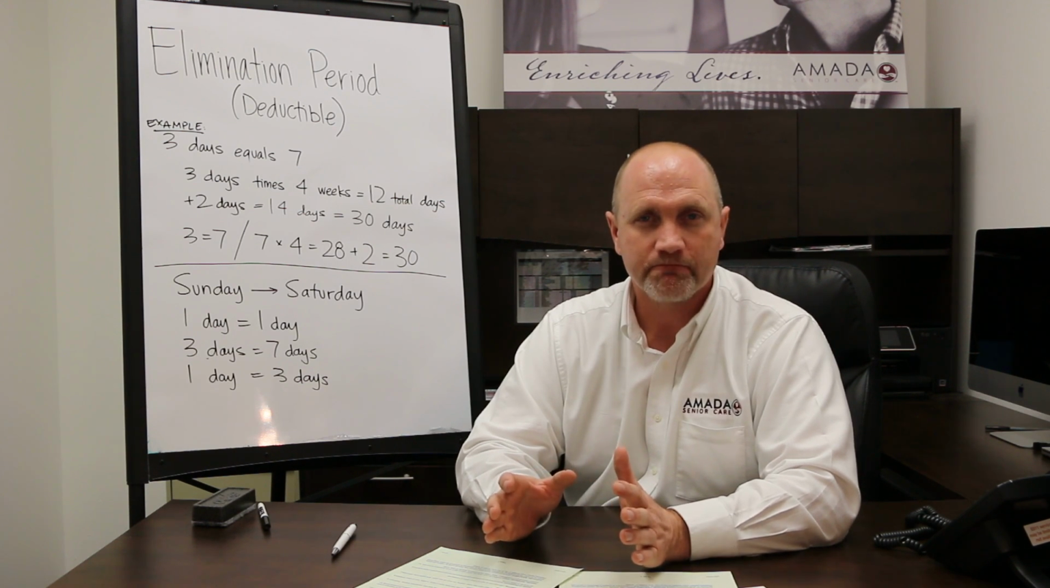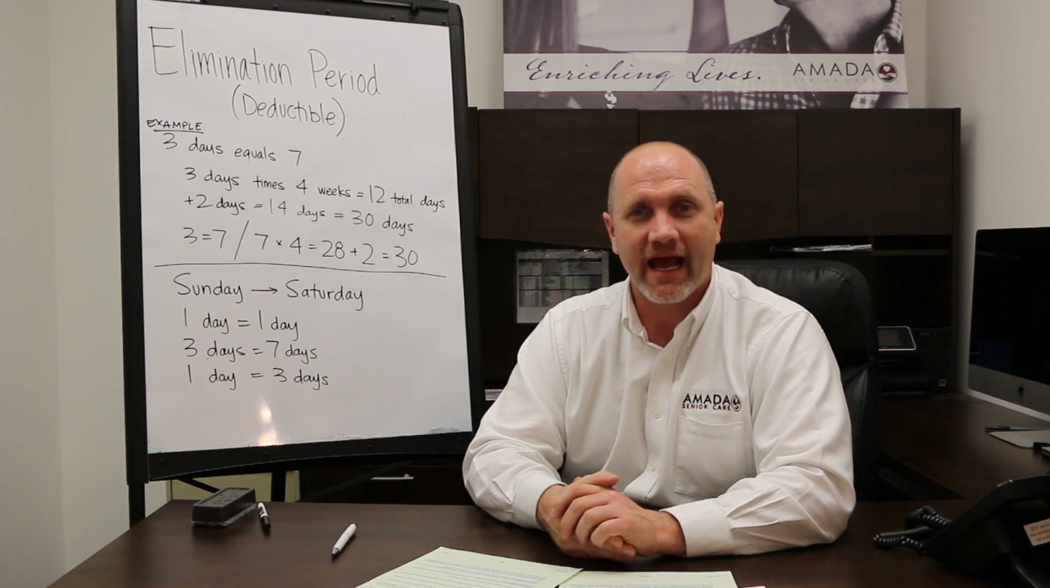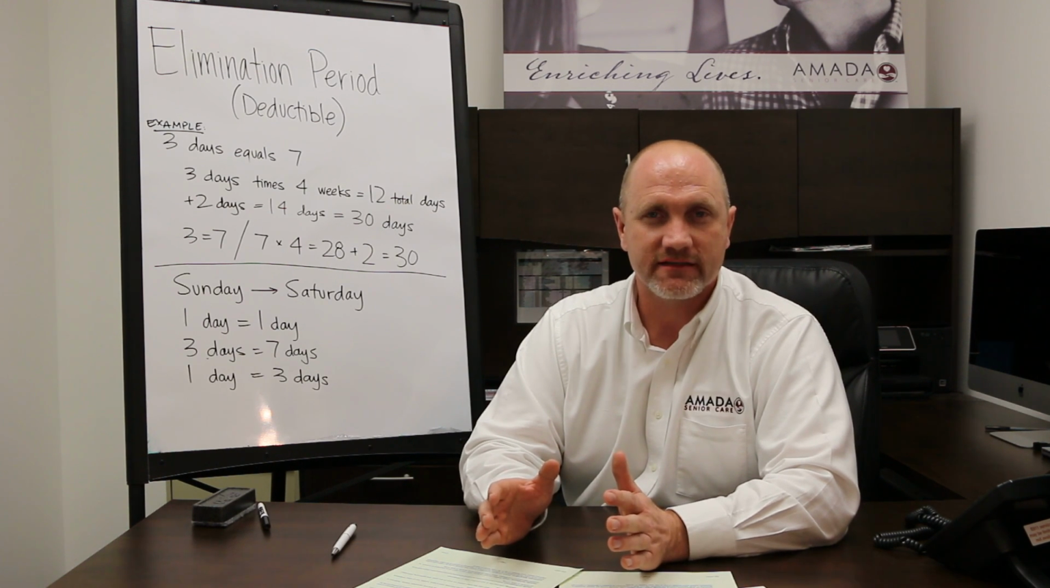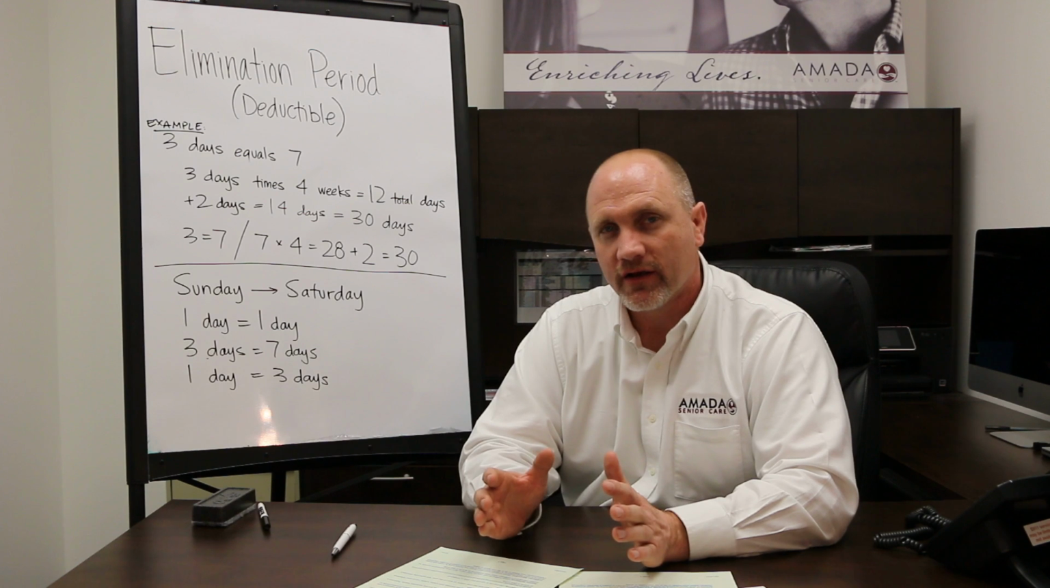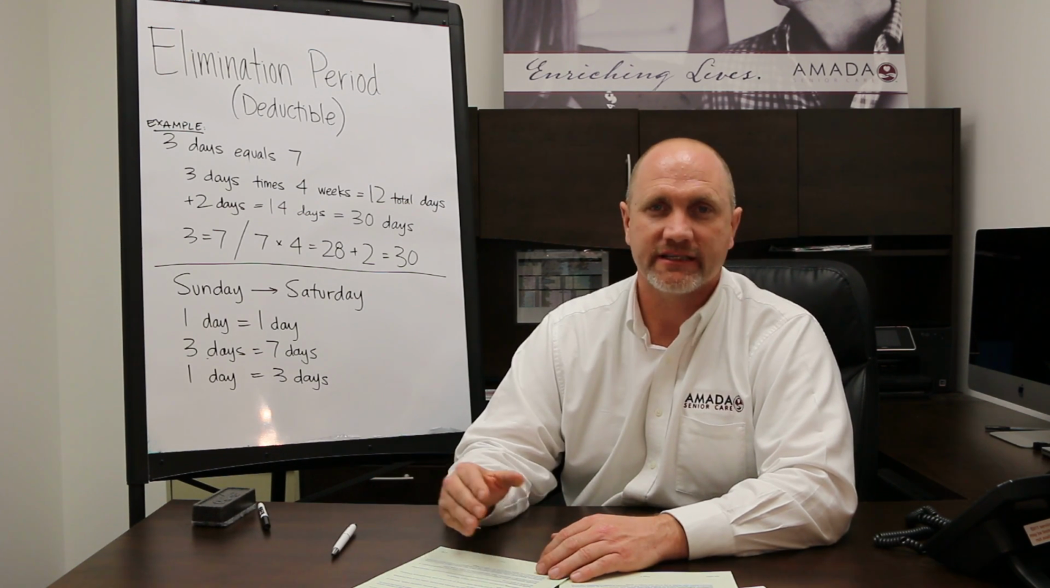So an example of that would be somebody fell and broke their hip, and they went through their elimination period. Let's say it's a 30-day elimination period. It began to pay out, they received care, they got well, and then they went off of claim for at least 180 days, and then they had a stroke. This would be a new claim and would be subject to a new elimination period.